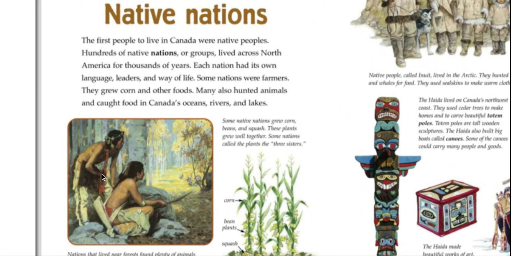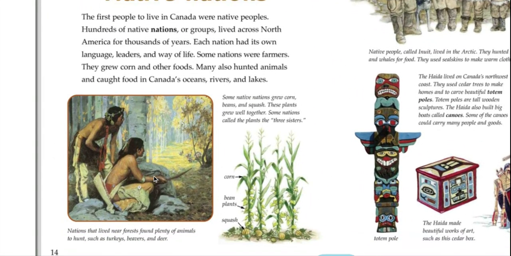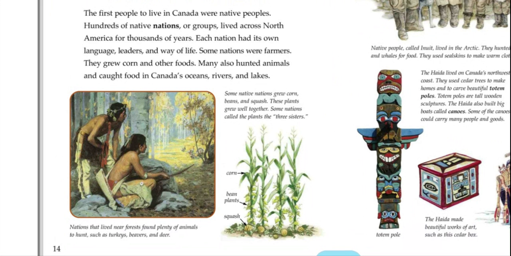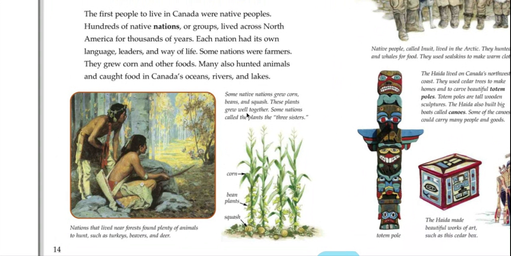Let's zoom into this picture. Some natives grew corn, beans, and squash. These plants grew well together. Some nations called the plants the Three Sisters. Natives that lived near forests found plenty of animals to hunt, such as turkey, beavers, and deer.